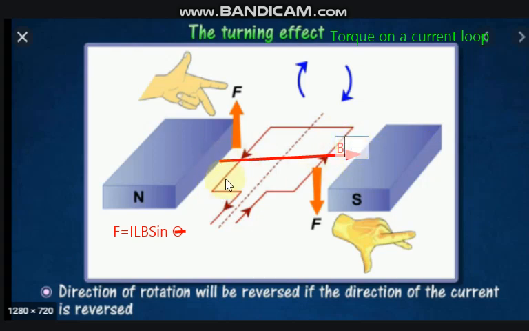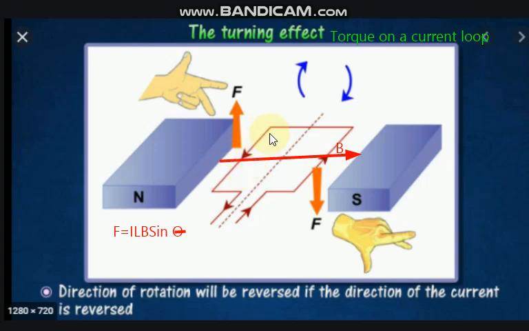and the current loop is placed horizontally in this magnetic field B, and you can see that this current loop is carrying a current in this direction, that is, the counterclockwise direction, in this rectangular loop.